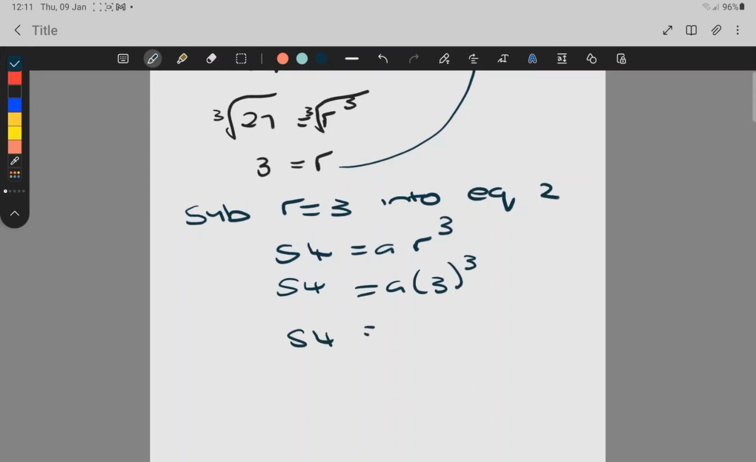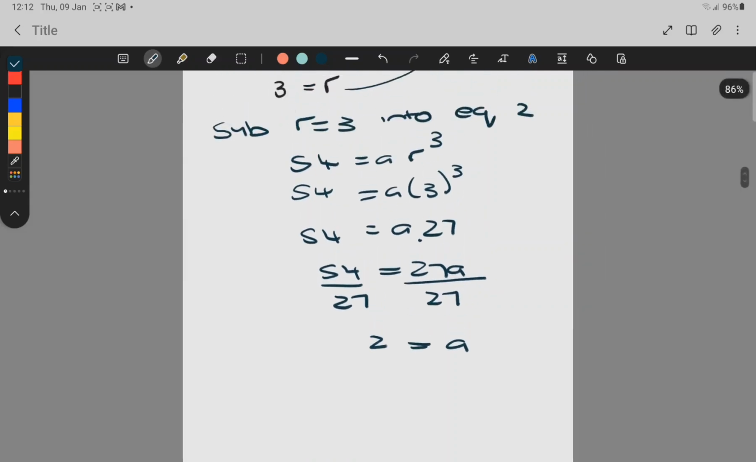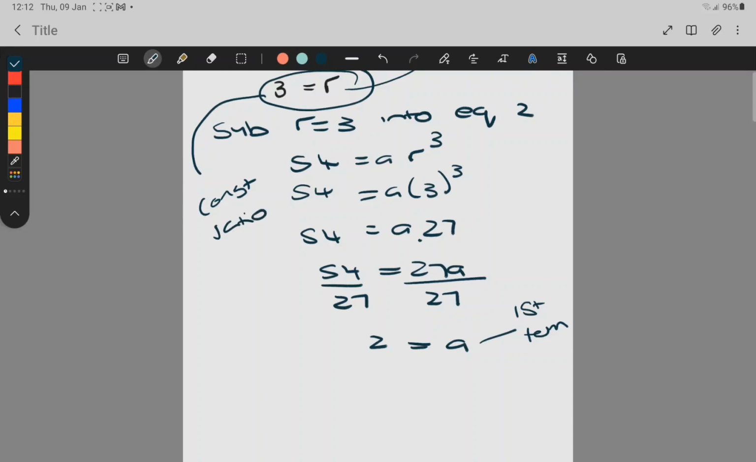So let's solve this quickly. So A times 27 is 27A. Same thing, eh? So then I divide by the number in front of A. And I get my A to be 2. So, okay. Remember, A refers to the first term. And R, this R, is the constant ratio.